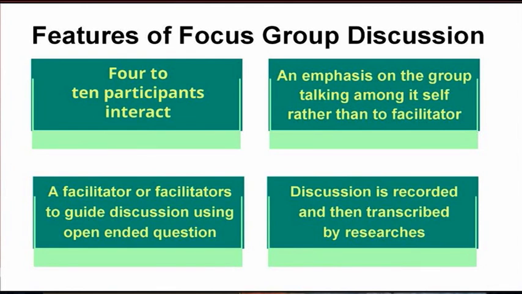Third is an emphasis on the group talking among itself rather than to the facilitator. The facilitator has initiated the discussion. Now, members will discuss among themselves, not with the facilitator. The facilitator will only listen. Clear? So, 4 to 10 participants, a facilitator who will start, and members who will discuss.